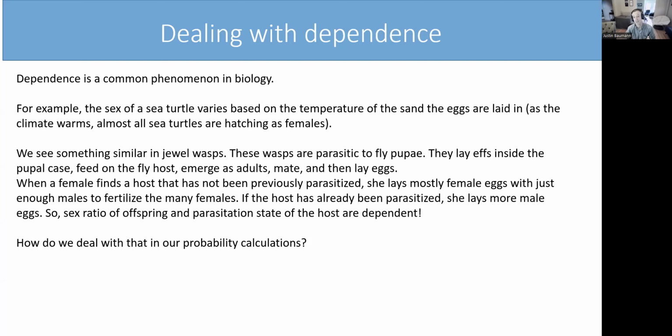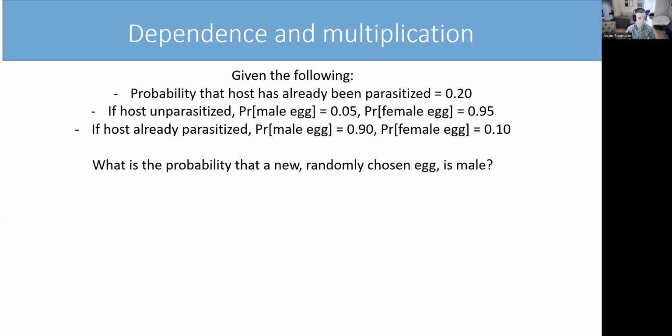So these are some dependence examples. Biological sex of a sea turtle dependent on temperature. The style of egg laying and the gender ratio that eggs are laid in jewel wasps also dependent on whether or not the fly has already been parasitized by another wasp. How do we deal with this probability, which is a real thing, of dependence happening in our calculations? Let's look at an example.